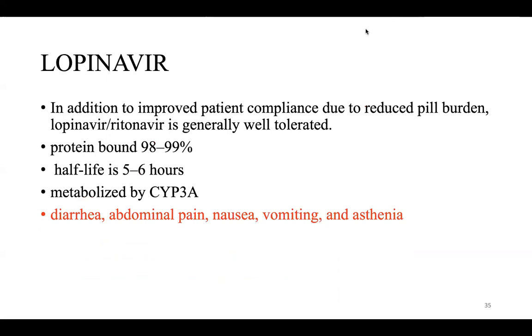Lopinavir is currently formulated only in combination with ritonavir, which inhibits the cytochrome P3A mediated metabolism of lopinavir, resulting in increased exposure to lopinavir. In addition to improved patient compliance due to reduced pill burden, lopinavir-ritonavir is generally well tolerated. Lopinavir should be taken with food to enhance bioavailability. The drug is highly protein bound and its half-life is 6 hours.